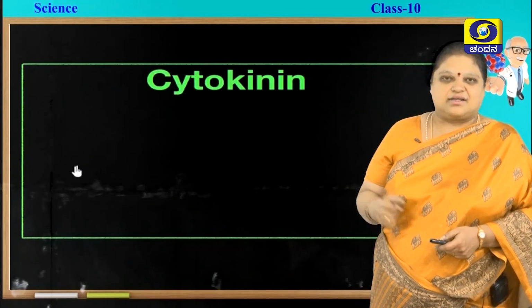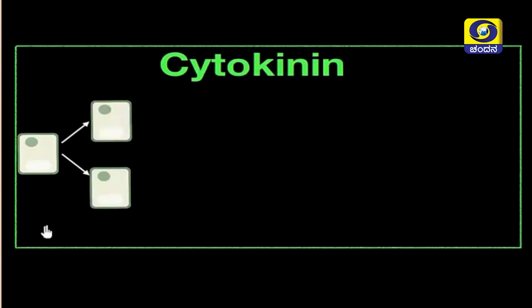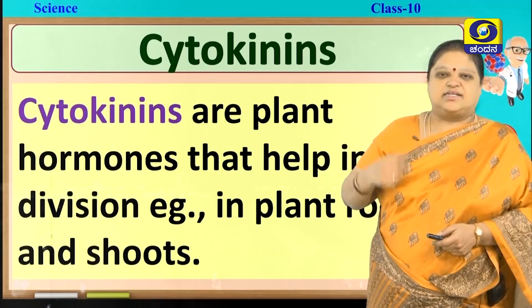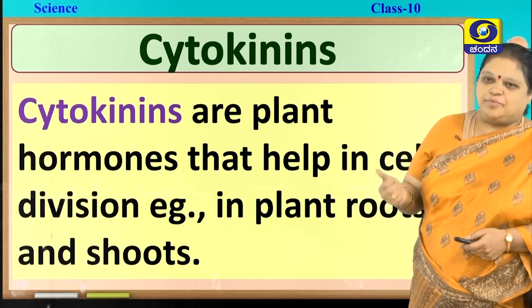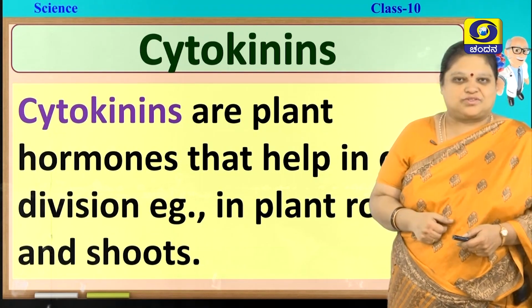You can see here a single cell which is present, it will divide to become two cells, 2 will become 4, 4 will become 8. So, like this it promotes. So, cytokinins are plant hormones that help in cell division, for example in plant roots and shoots.